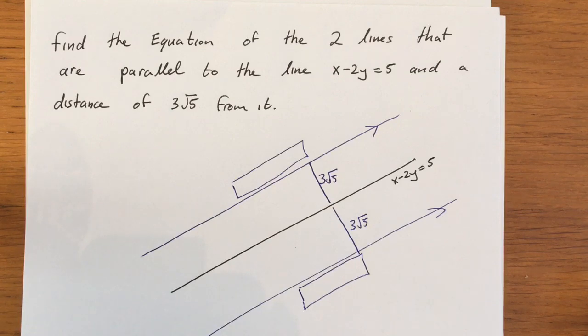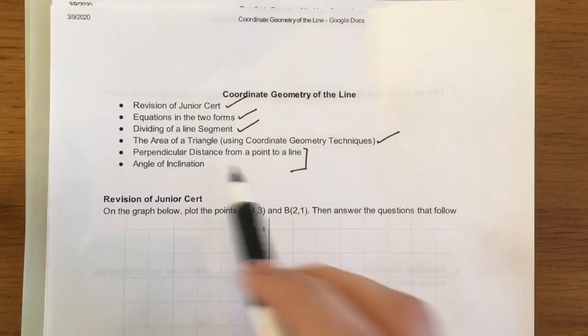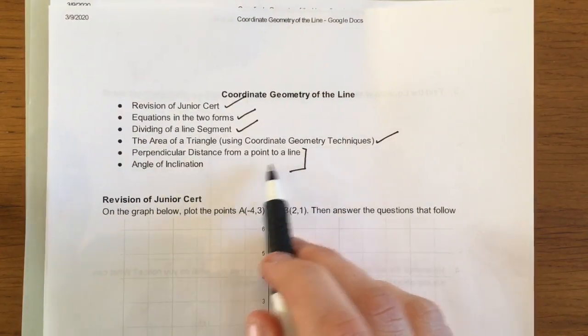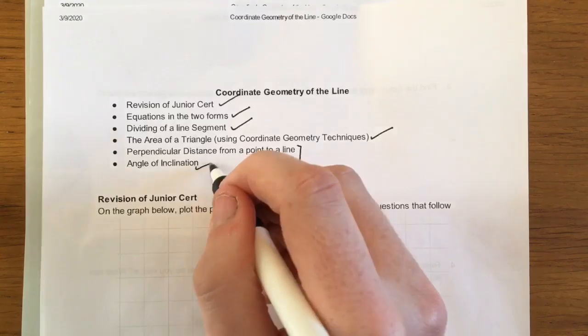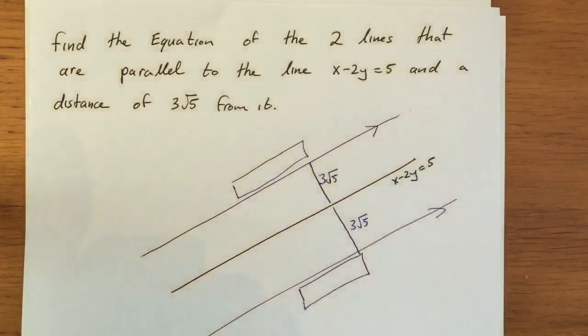Okay, so the next thing then to do is, that is the perpendicular distance from a point to a line. The next thing we want to look at is the angle of inclination. Okay, the angle of inclination.